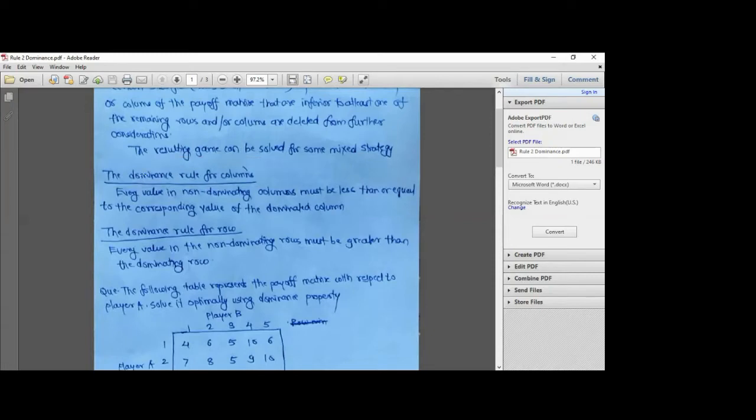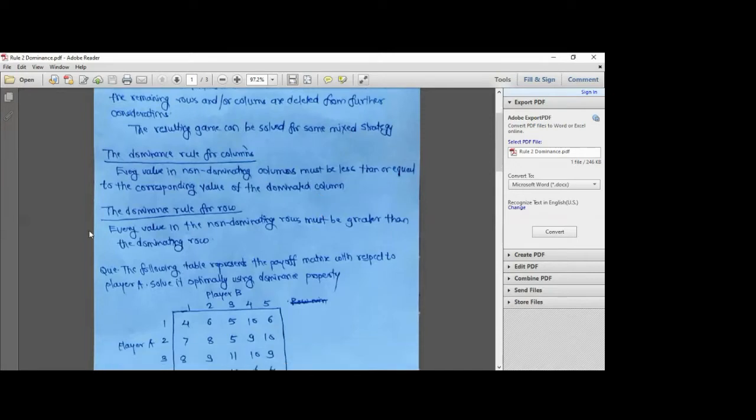Firstly, we are going to start with the dominance rule for the columns. Every value in the non-dominating column must be less than or equal to the corresponding values of the dominated column, right? I'll explain this when we go through the numerical, but just remember this sentence. Similarly, we have the dominance rule for the rows as well. Every value in the non-dominating row must be greater than the corresponding value of the dominating row.